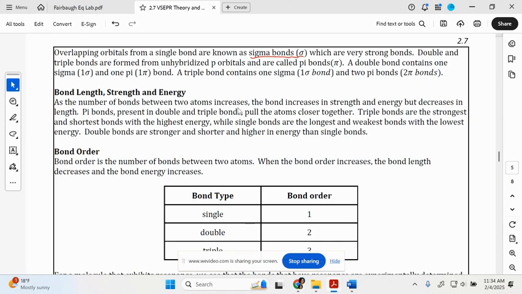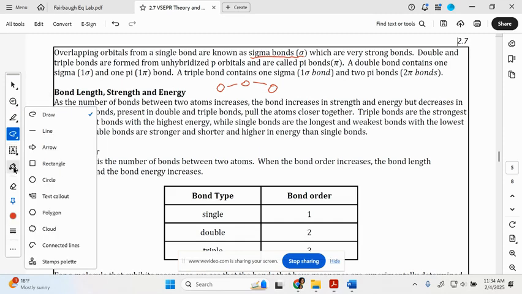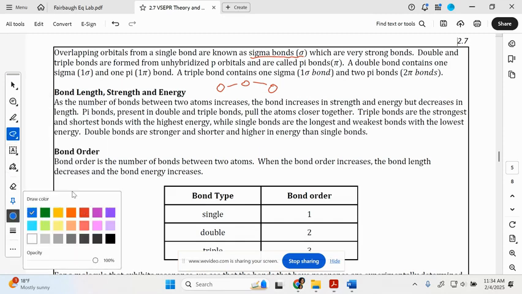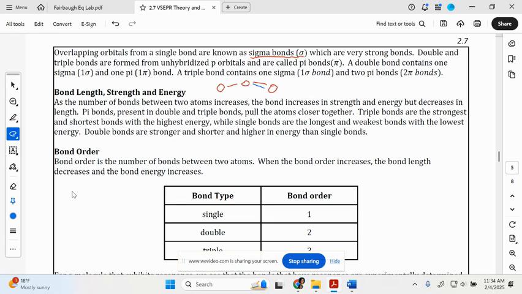Okay. So if we had, for example, ozone, it looks like this. I'm not done drawing it yet. Hold on. So this is what ozone looks like. The sigma bonds are the ones that are in red, and anything beyond a sigma is called a pi bond. So this would be a pi bond.